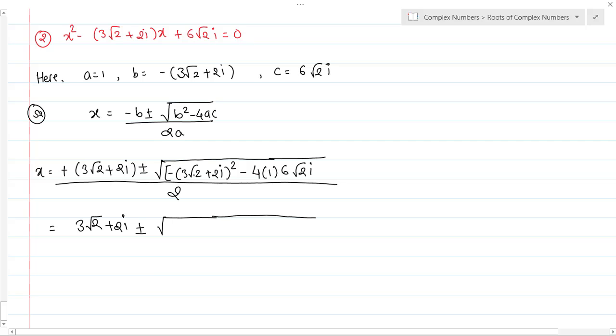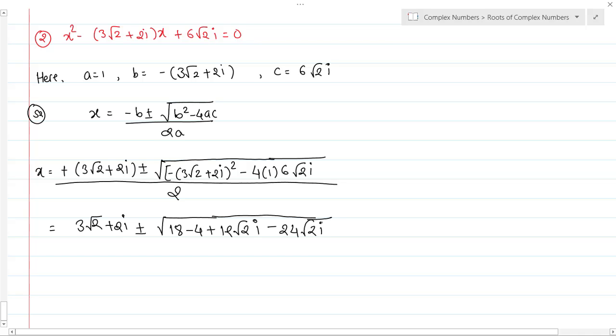Now let's open this bracket. See here, what is the square of 3 root 2 plus 2i? The square of a minus is plus. So this becomes 9 into 2, which is 18, this becomes minus 4, and this becomes 2 into 3 root 2 into 2i, which is 12 root 2i. So it becomes plus 12 root 2i minus 6 into 4, so 24 root 2i.